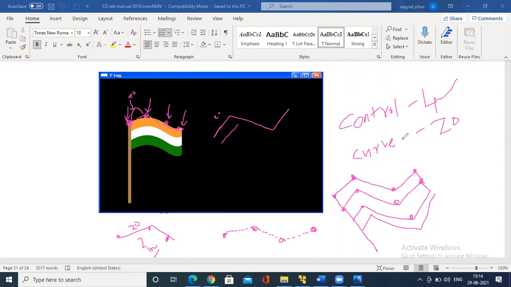Once again, for those who have joined right now, this program is to draw a flag-like structure using a menu driven program. On right clicking, wave 0, it stops. On right clicking again, you wave the flag. So this is done by using the control points and curve points of the Bezier curve.